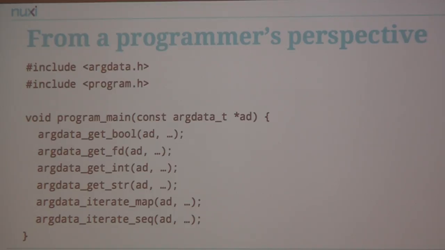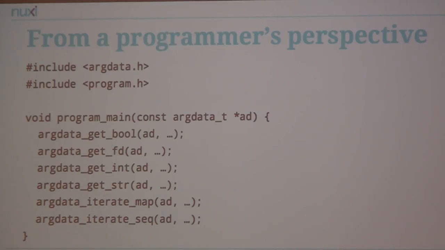CloudABI programs can still use int main, int argc, char argv. We saw that in one of the previous slides. But if you're using CloudABI run, you have to use an alternative entry point for your program called program_main. And this entry point now gets a handle to the root of your YAML tree. So what you can do is use special accessor functions, argdata_get_star and argdata_iterate_star. And those can be used to iterate over maps or sequences or get values from scalars like booleans, integers or strings. It is important to mention that file descriptors are completely different from integers. So they both have an integer value, but inside of this tree, they are treated as separate types.